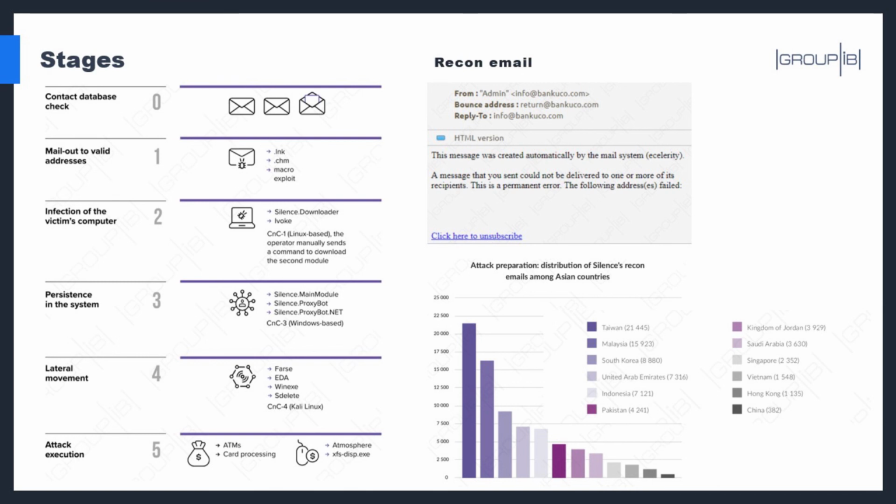On the last stage, they execute the attack and steal money via attacking the ATM network and card processing system. To control the dispenser of ATM machines, they can use two programs, Atmosphere or xfsdisk.exe. During the lateral movement stage, criminals use the nmap utility, and to control endpoints, they also install a remote administration tool such as Radmin.